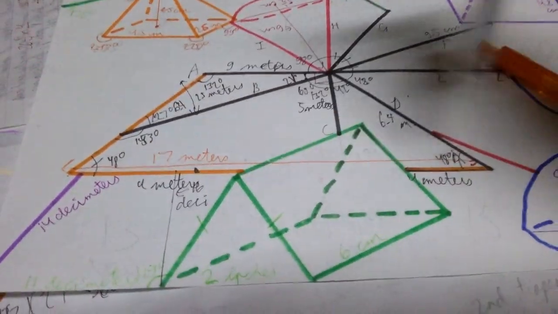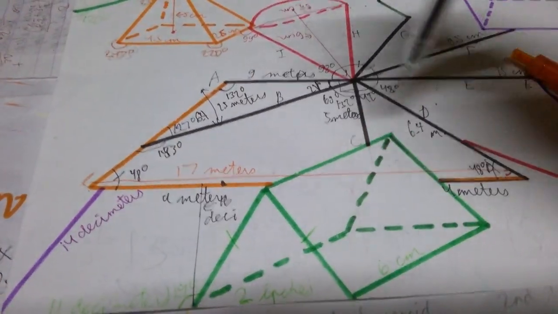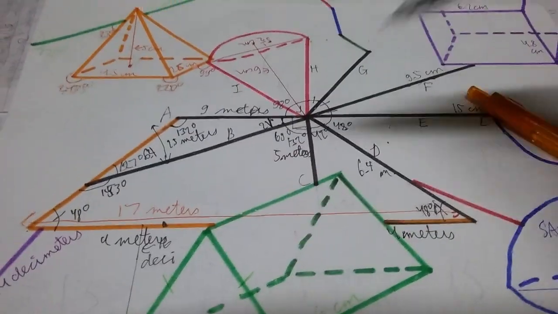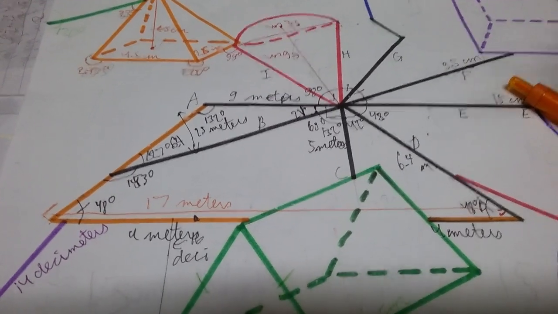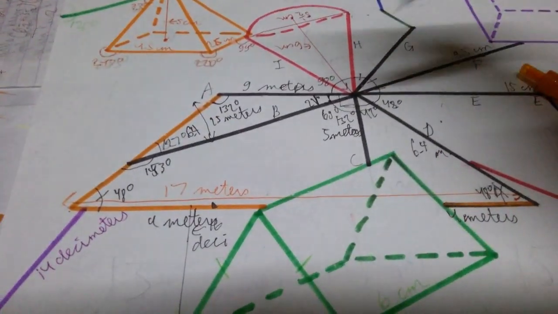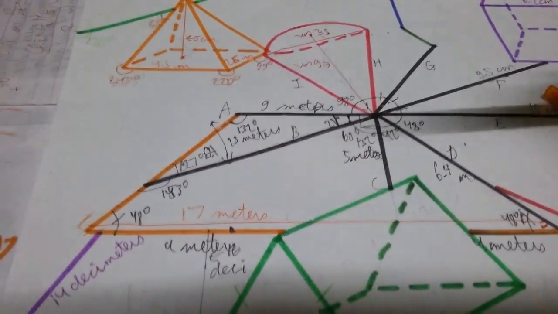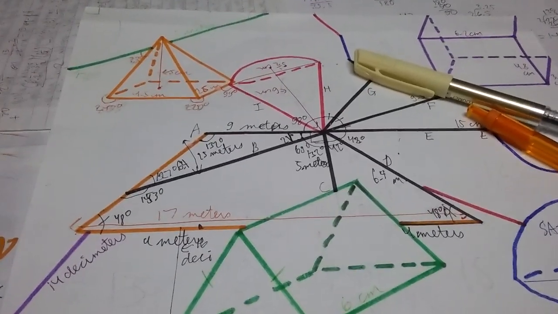So therefore, the area of this entire trapezoid is 65 square meters. The area of this obtuse triangle is 11.25 square meters. The area of this right triangle is 10 square meters. And the area of this quadrilateral is 43.75 square meters. And that's it. That's how you solve for the area of this entire trapezoid.